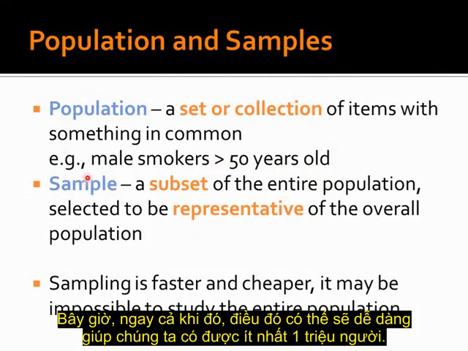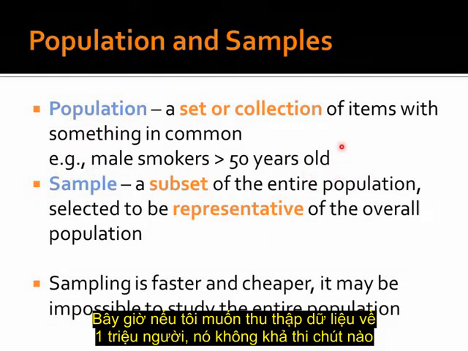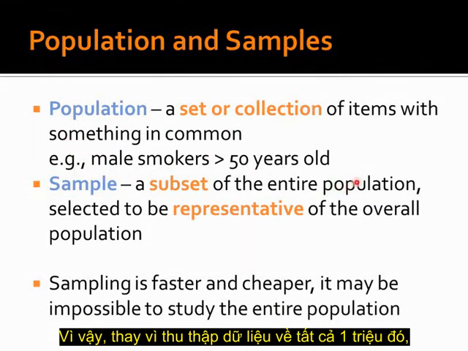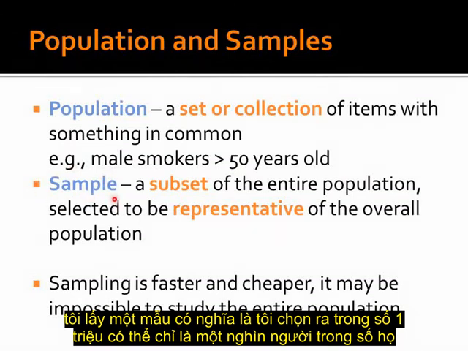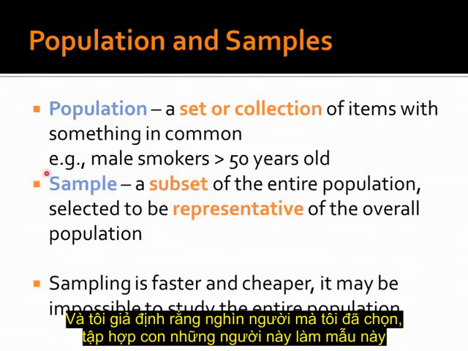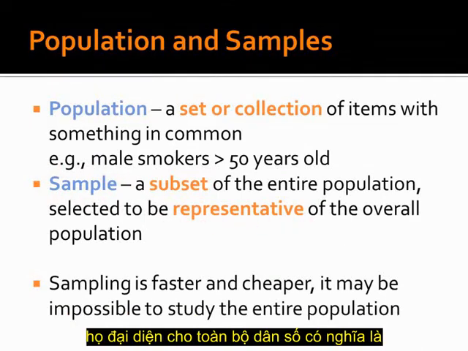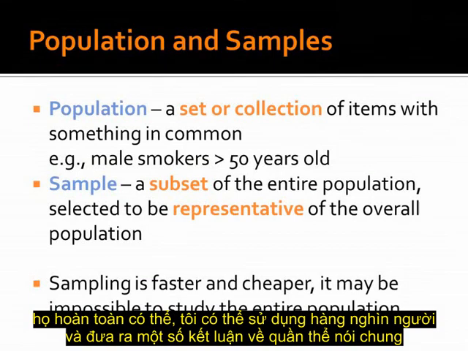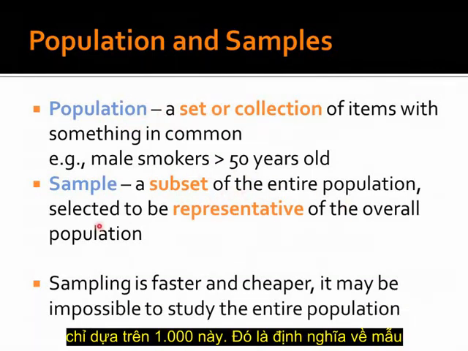Now even then, that will probably easily get us at least, let's say, 1 million people. Now if I wanted to collect data about this 1 million people, it's not feasible at all. So rather than collecting data about all of that 1 million, I take a sample, meaning I pick out of the 1 million maybe just 1,000 of them. And I assume that the 1,000 people that I selected, this subset of people, this sample, they are representative of the overall population, meaning I can use this 1,000 people and make some conclusions about the population at large just based on this 1,000.